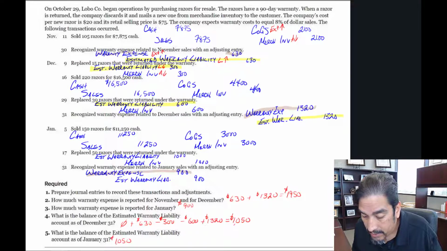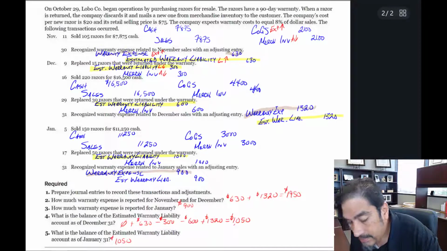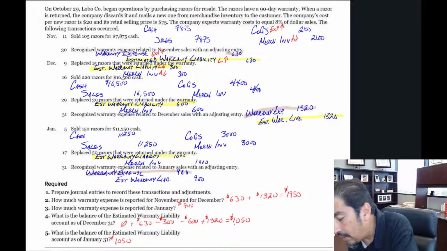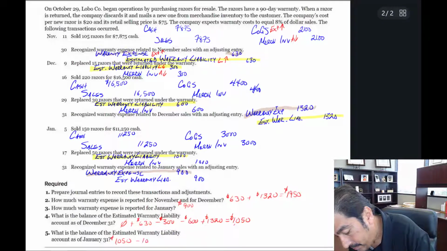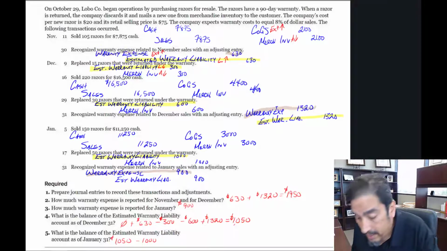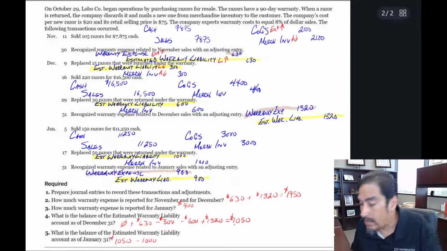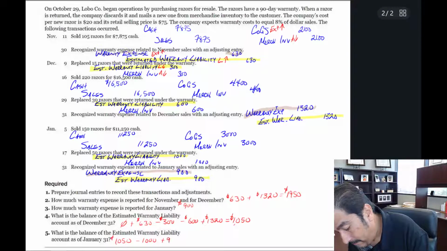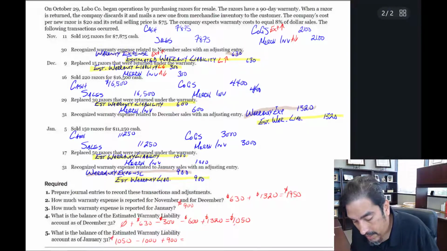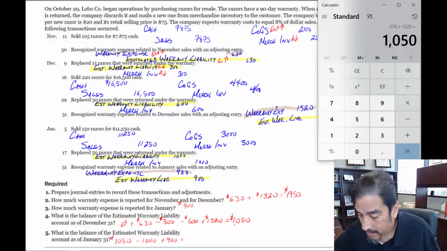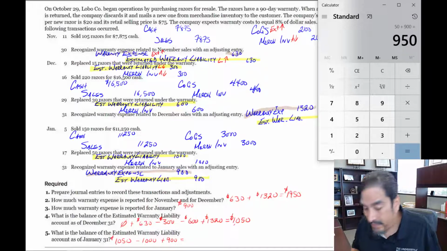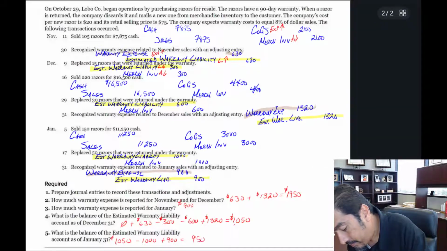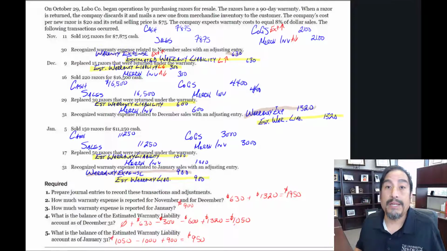So on January 5th, we didn't touch that estimated warranty liability account, but on January 17th, we debited it for $1,000. So debit is when we use some of it up. And then nothing else until the end of the month when we put some more money into it. $900. Okay, and so beginning minus 1,000 plus 900, 950 bucks. That's how much is in there at the end of January, and that's our problem.